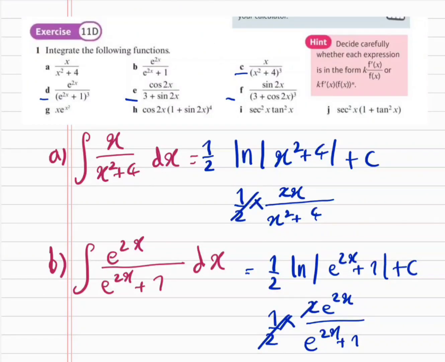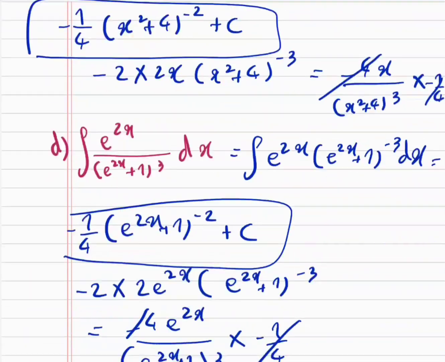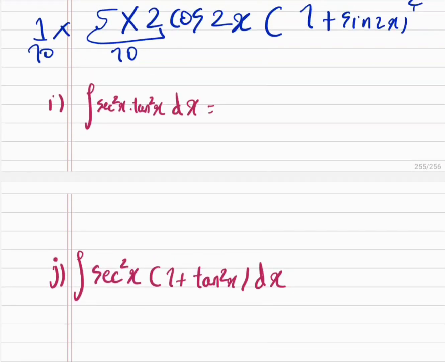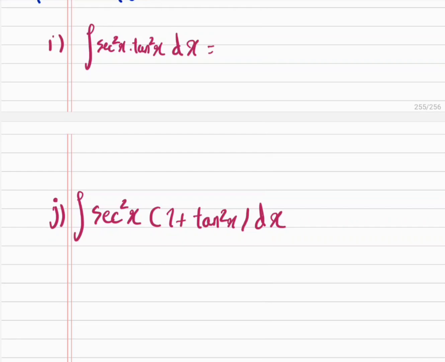Hi everyone, this video is on exercise 11, question 1, and in this video I'm going to do parts i and j. So in part i we have sec squared x times tan squared x, and we want to integrate this.